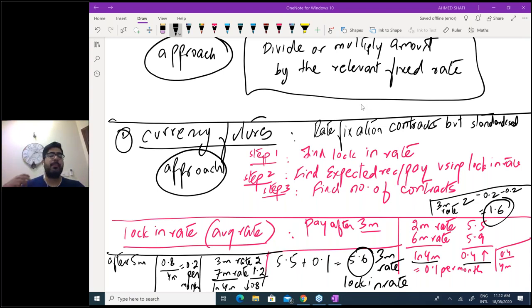Now, when you talk about this lock-in rate, there are 2 approaches of dealing with it. One is the basis approach, which is the rate difference, and one is the averaging approach. If anyone is comfortable with the basis approach, I would advise them to continue that approach. I want to make things very easy here. That's why I am not applying the basis approach. I am using the lock-in rate averaging approach. So if you want to follow this, then it's fine. Else, if you are comfortable with your taught basis approach, you can use that. Both are acceptable in the exam.